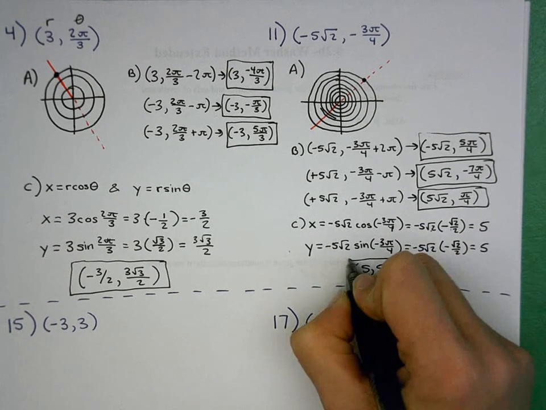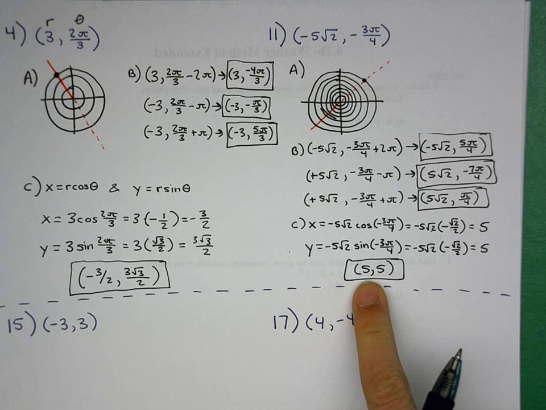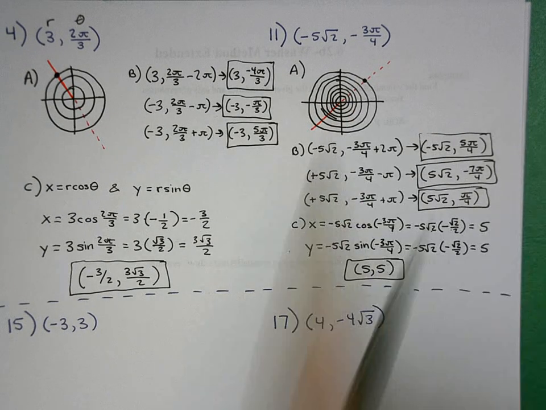Double checking that that roughly speaking makes sense. Where would 5, 5 put you if you graphed that rectangular coordinate? Well, 5, 5 would put you right there.